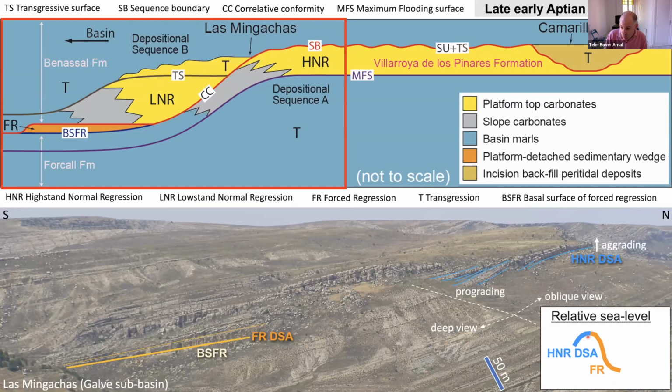This forced regressive wedge is bounded below by the basal surface of forced regression that marks the start of base level fall at the shoreline, and is topped by the sequence boundary that marks the lowest point of relative sea level. As a result of this relative sea level fall, this highstand platform was subaerially exposed, so there is a subaerial unconformity that passes basinwards into its marine correlative conformity.